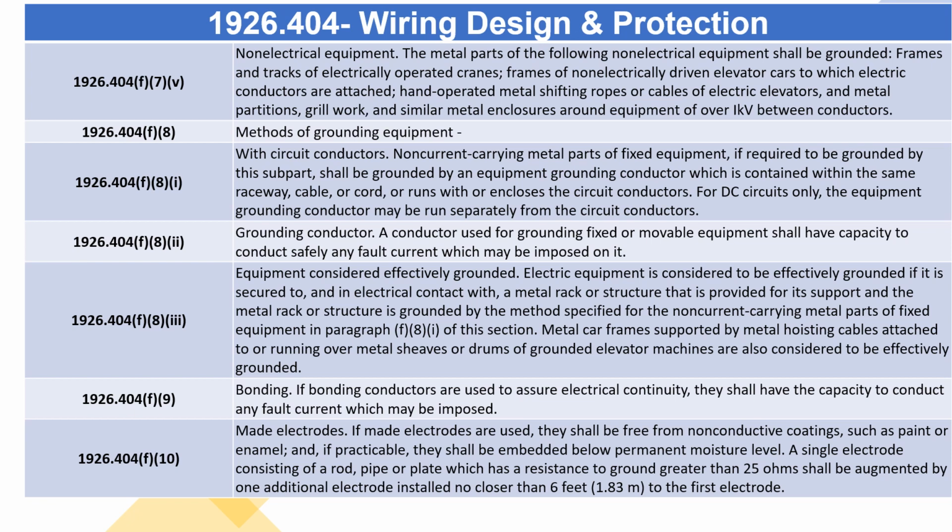1926.404 F8.2. Grounding conductor. A conductor used for grounding fixed or movable equipment shall have capacity to conduct safely any fault current which may be imposed on it.